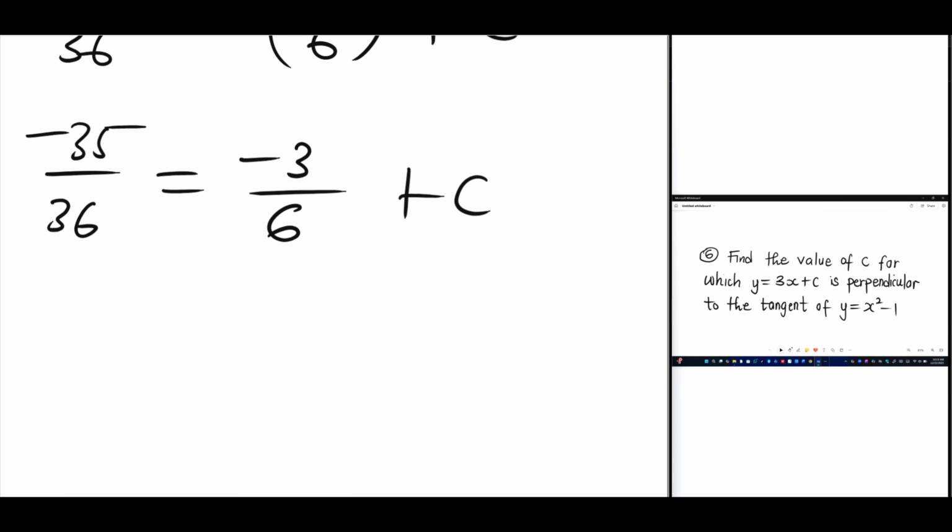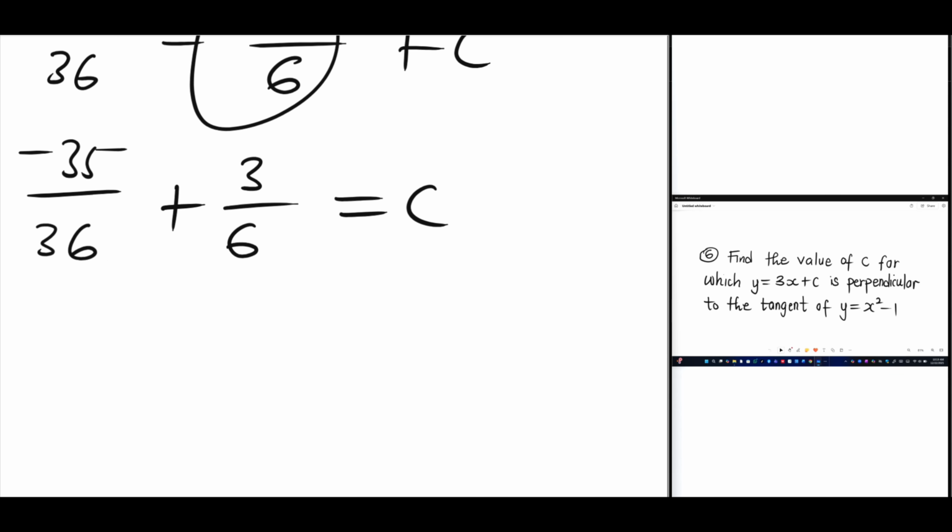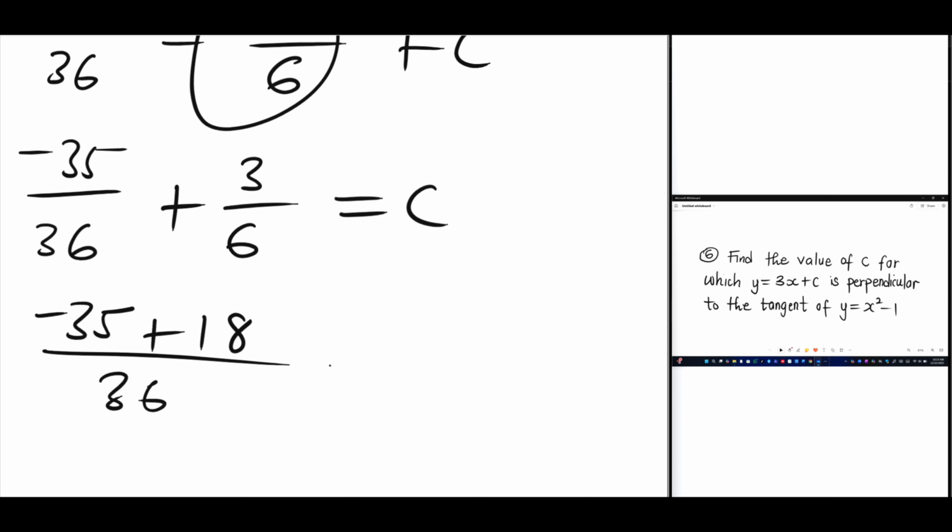So we have to make c the subject. We get negative 35 over 36, then we transpose this term to the left-hand side, and it becomes plus 3 out of 6, all equal to c. Then we need to find the LCM, which is 36. So here becomes negative 35, and here will be 18, all equal to c.